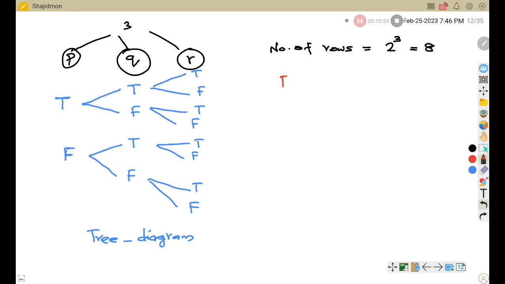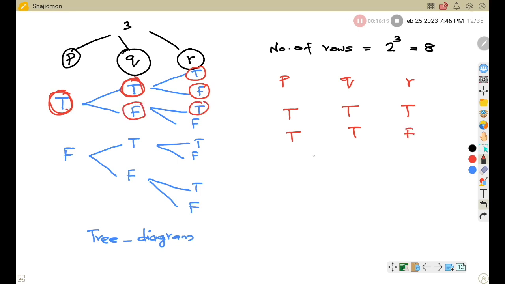So what are the P, Q, R rows here? First true, true and true, correct? So we can write T, T and T. Second one true, true and false. So T, T and F. Now the third one true, false, true, correct? So true, false and true. Now the fourth one T, F and F.